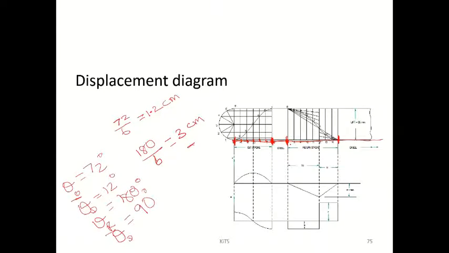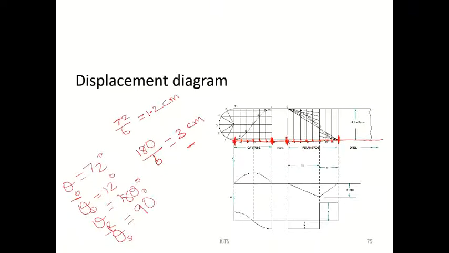So 7 to 8, 3 centimeter, 8 to 9, 3 centimeter, 9 to 10, 3 centimeter, 10 to 11, 3 centimeter, 11 to 12, 3 centimeter, 12 to 13, 3 centimeter, 13 to 14, 3 centimeter, 14 to 15, last point, 3 centimeter.